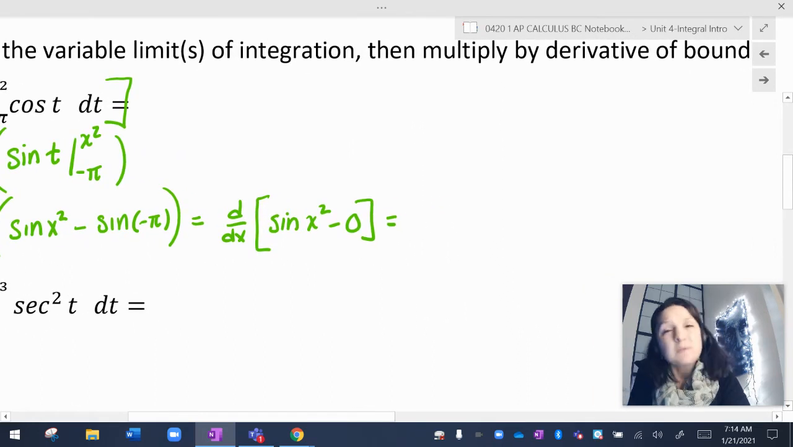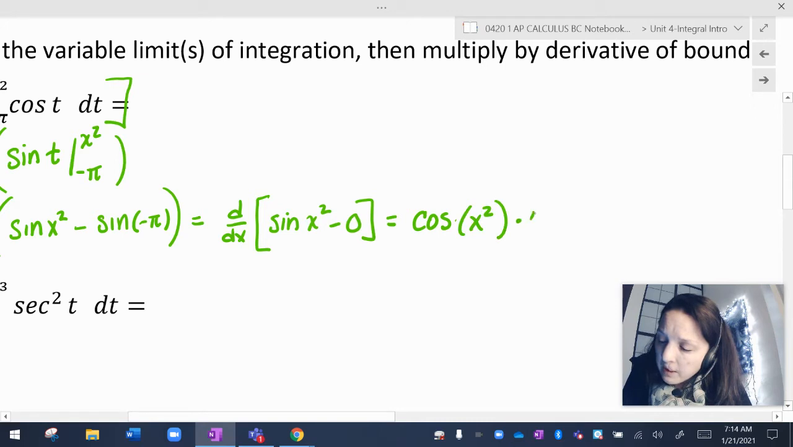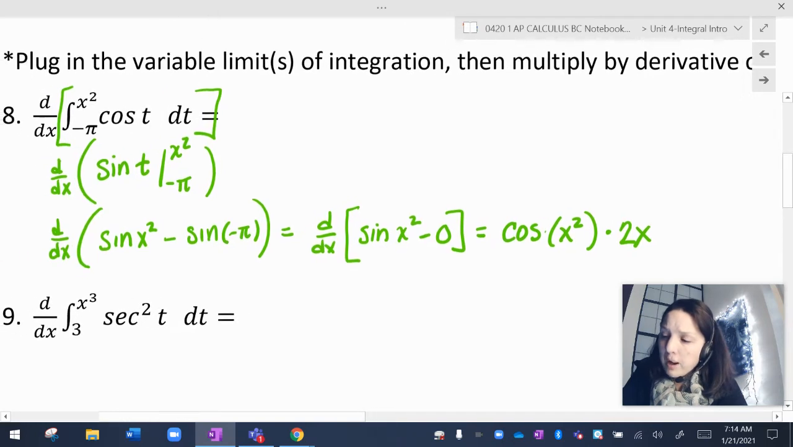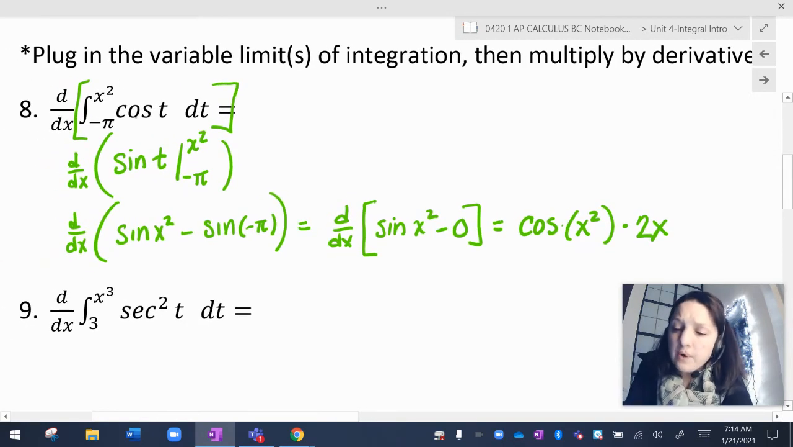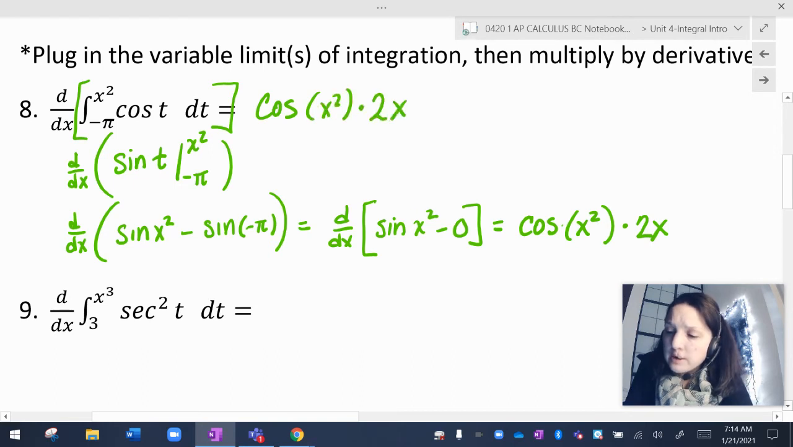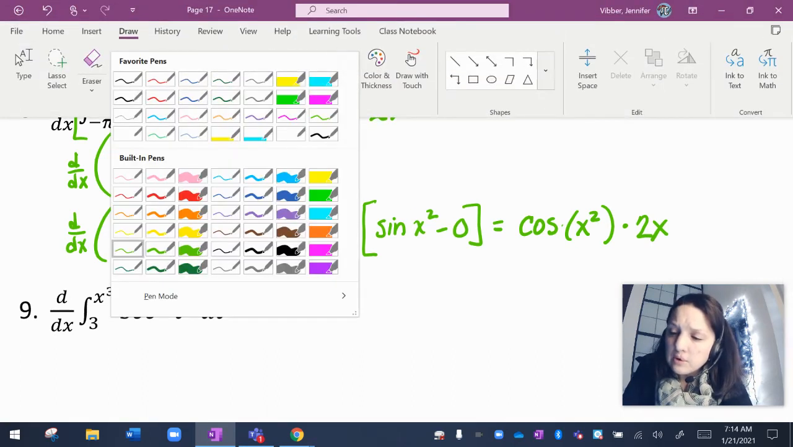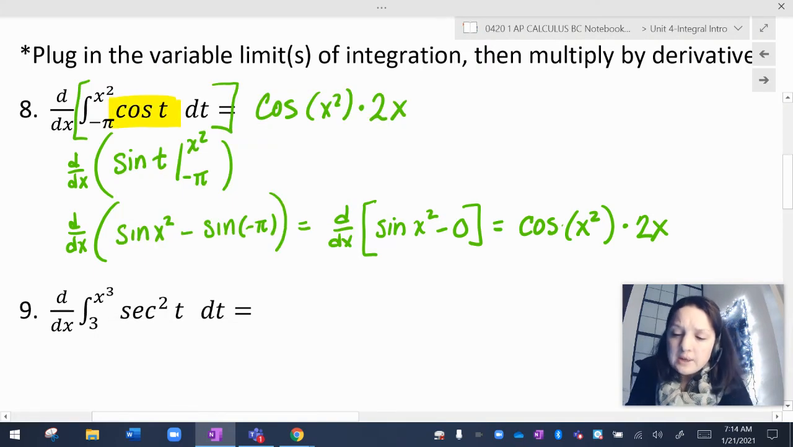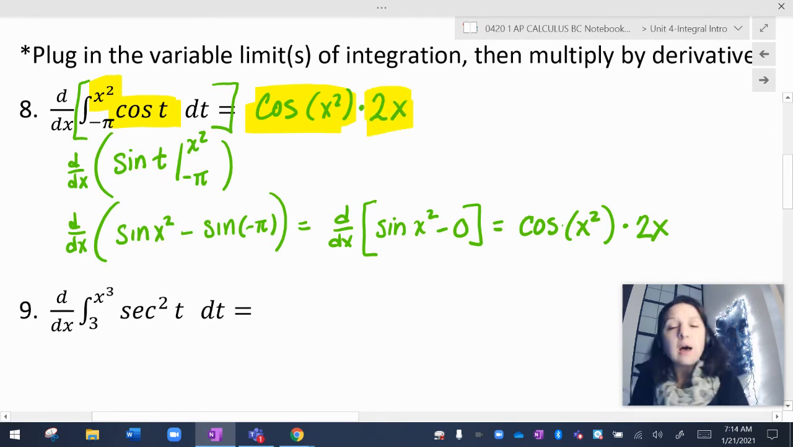Okay, so then the derivative of sine x squared would be a chain rule. Derivative of the outside, keep the inside, times the derivative of the inside. So my answer is that the derivative of this integral ends up being cosine x squared times 2x. So cosine t, when integrated to x squared and then differentiated, becomes cosine x squared times 2x. What happened?